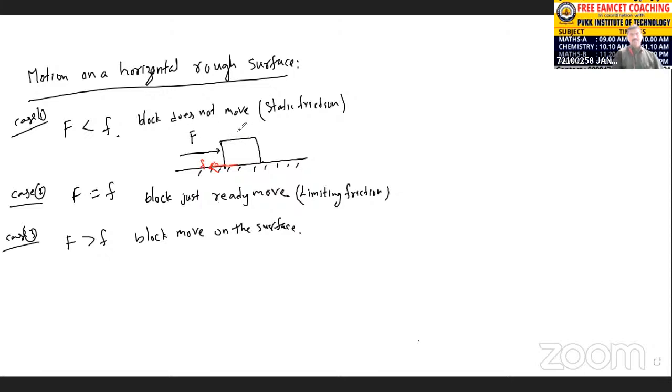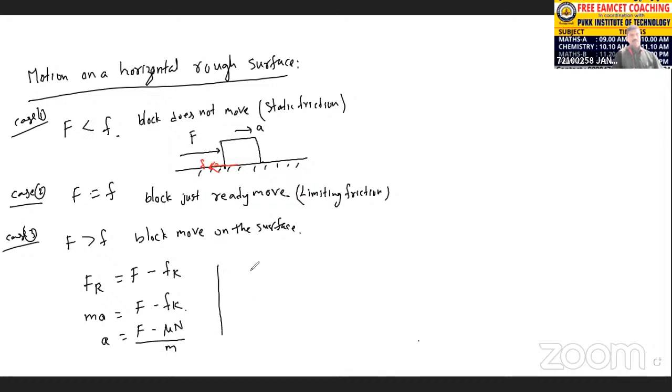Here the external force is greater, so the body moves with acceleration A. What is the formula? The resultant force Fr is equal to the external force minus the kinetic frictional force. Resultant force MA is equal to capital F minus mu K. A is equal to capital F minus Fk, where Fk is mu into N, divided by small m.